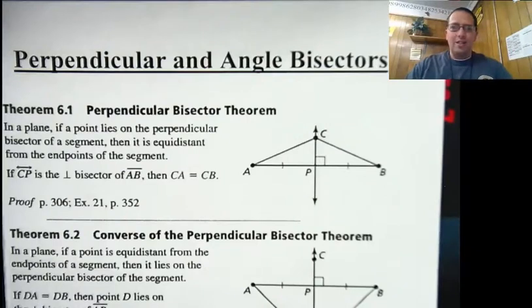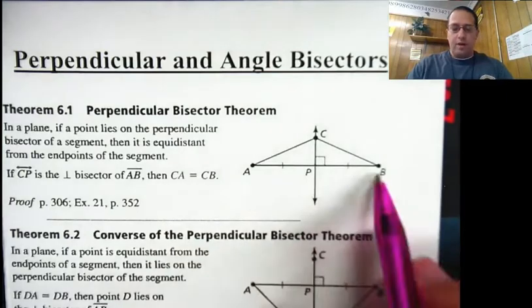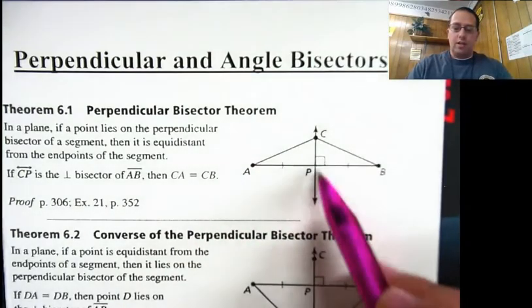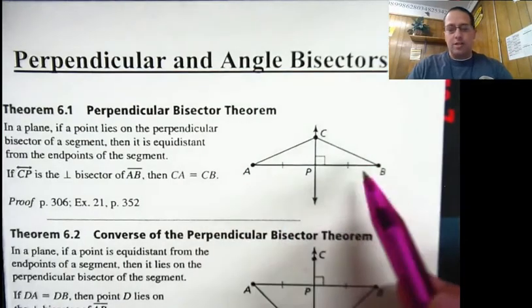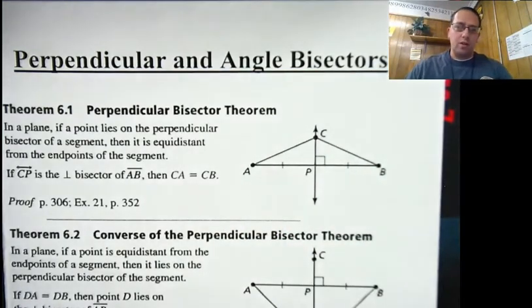Hello class. Today what we are going to look at is perpendicular and angle bisectors. So perpendicular bisectors and angle bisectors. Now we have already talked about both of these in previous lessons. We know that a perpendicular bisector is something that bisects a segment and it is perpendicular to the segment. So it is perpendicular to the segment and it bisects the segment. We call it a perpendicular bisector.